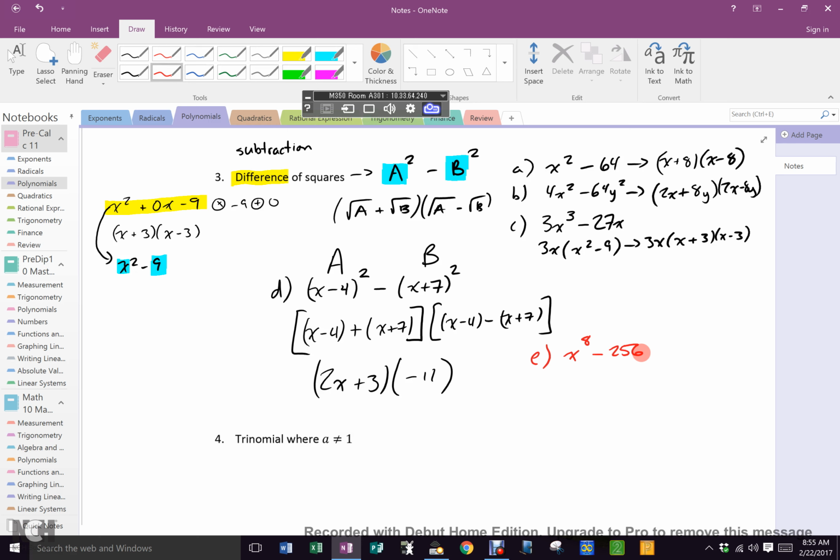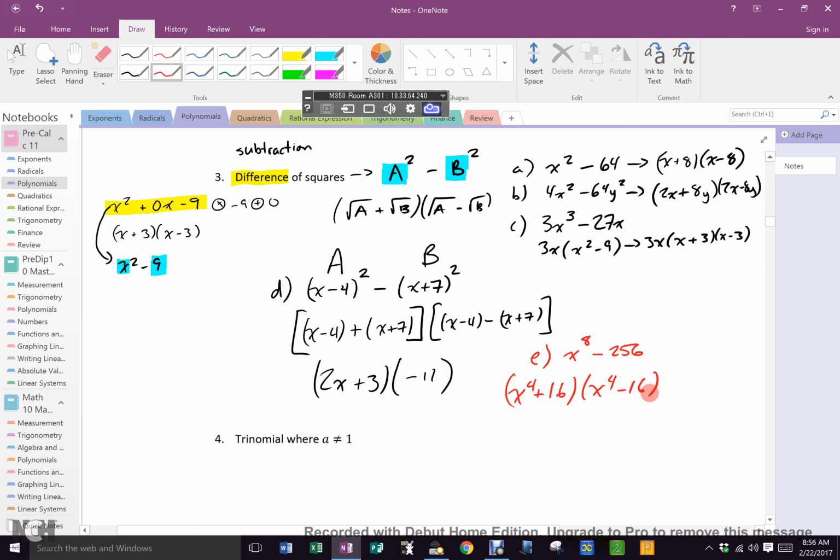Once again, some people recognize that 256 is 2 to the 8th, right? Which means it breaks down into square roots, doesn't it? And x to the 8th breaks down into square roots, doesn't it? So what is the square root of x to the 8th? x to the 4th. Plus, what is the square root of 256? 16. And then I do the same thing. x to the 4th minus 16. Am I done?